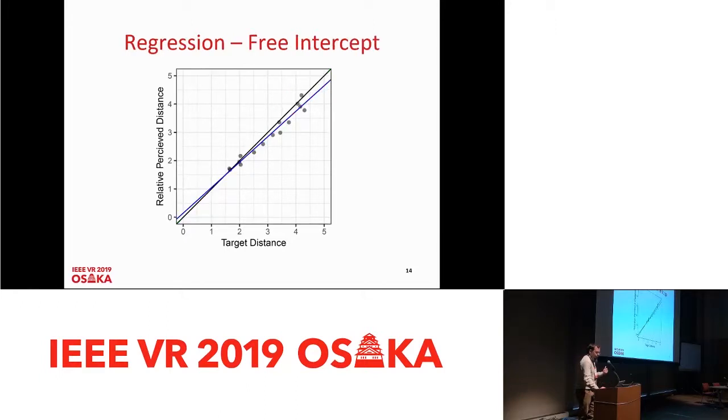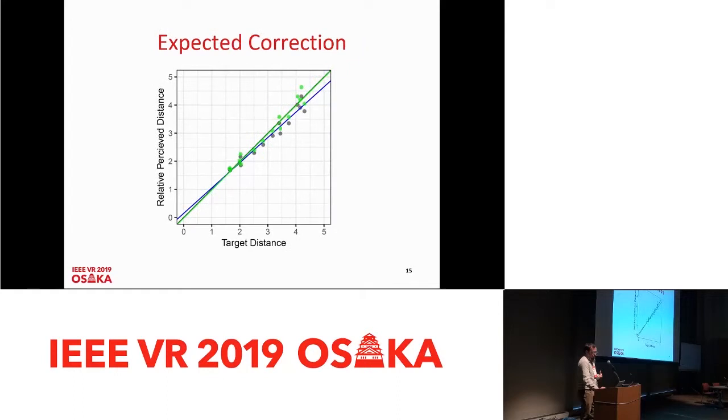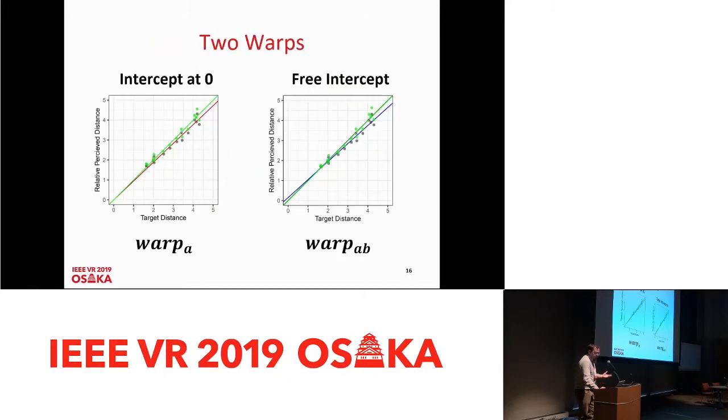We also tried a regression with a free intercept. This yields two parameters for the warp. We use the inverse of the slope again for a multiplier and subtract the intercept from the camera's position, moving it backwards by that offset. In theory, this should also correct for the misperception. We call the parameter derived from the regression slope A. We call the parameter derived from the intercept B. Using an intercept fixed at zero yields only an A parameter, so we call this warp A. And using a free intercept, warp AB. We would expect them both to perform similarly.